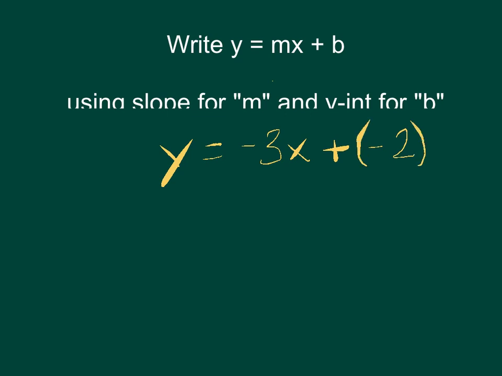This is the equation of the line. Another way you could write the line, and it means the same thing, is y equals -3x minus 2, because plus -2 and minus 2 mean the exact same thing. That is how you write the equation of a line from a graph.